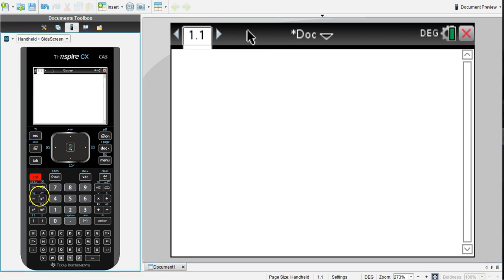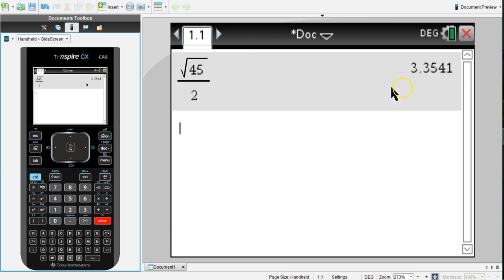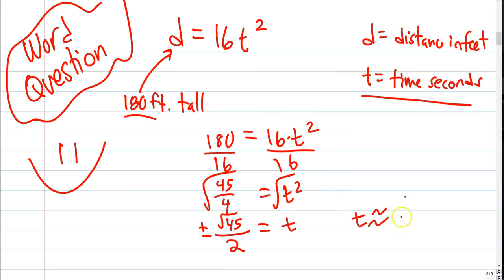So what do we say? The square root of 45, all divided by 2. So about 3.354 seconds. Or negative 3.354. See, algebraically we got plus or minus.